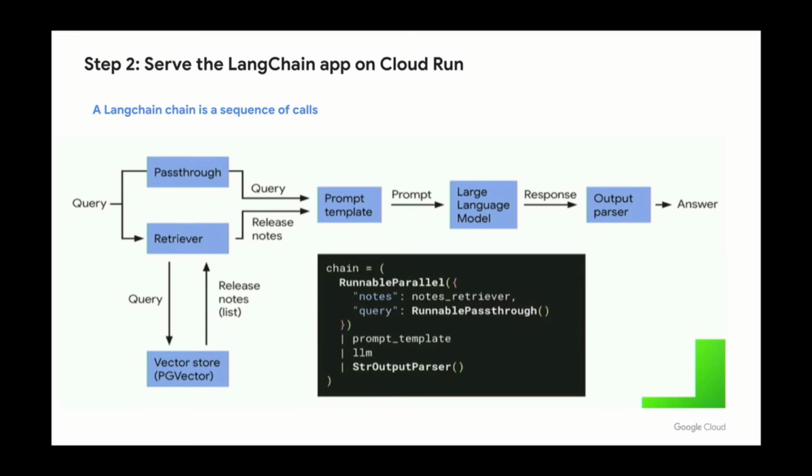And after we construct the prompt, we're going to send that prompt to the large language model. And then after that, we're going to format the response and send it back to the user. For those steps, we're going to use a LangChain chain. To do that, let's take a look at the code.